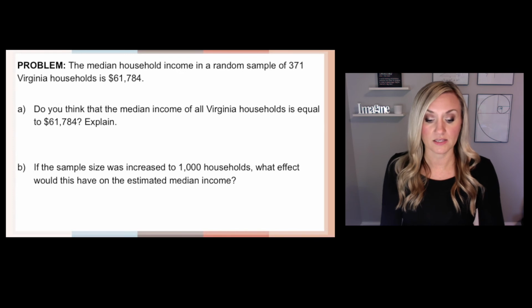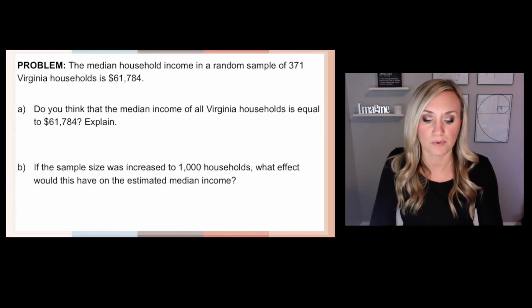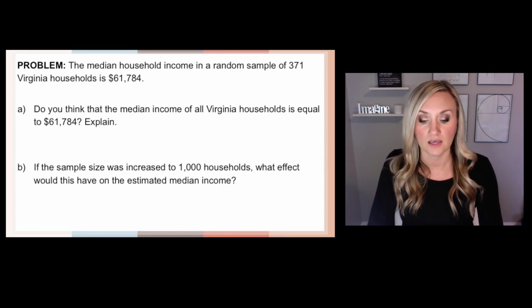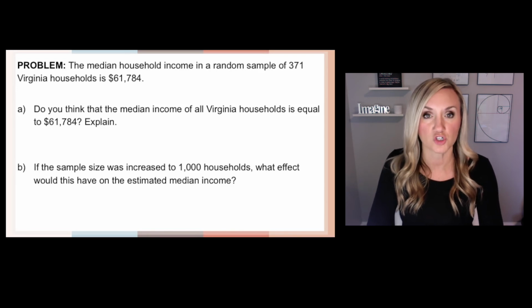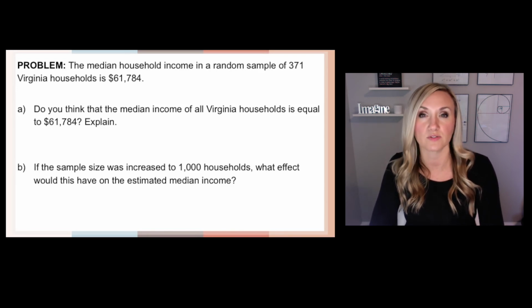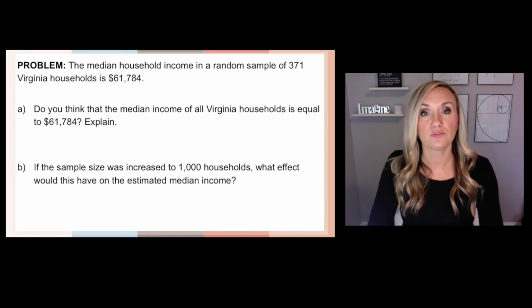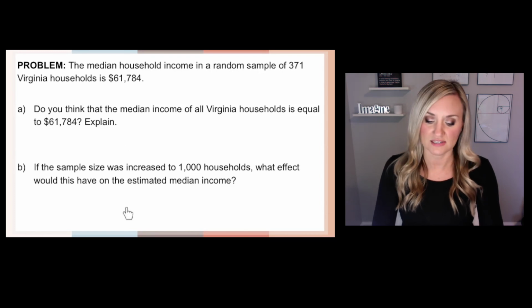All right, so here is the last slide for today, and it's a problem that's posing: the median household income in a random sample of 371 Virginia households is $61,784. Do you think that the median income of all Virginia households is equal to $61,784? We know that it's not.